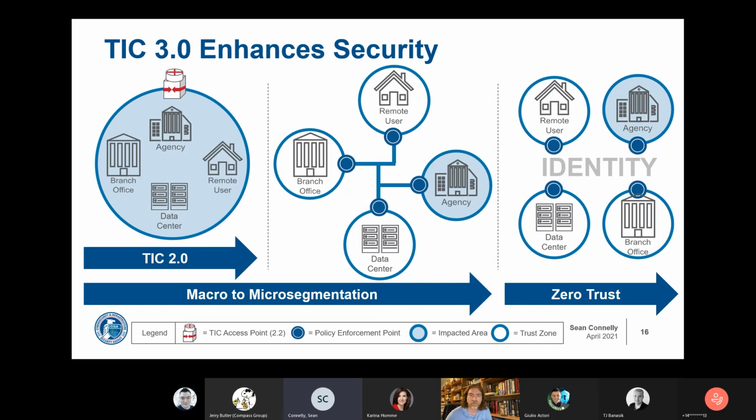The diagram on the far right shows zero trust. The compromise is also against agency HQ, but doesn't impact the other 3 trust zones. You notice the network itself is not represented in the zero trust environment. As mentioned earlier, the network is suspect in a zero trust architecture. Next slide, please.